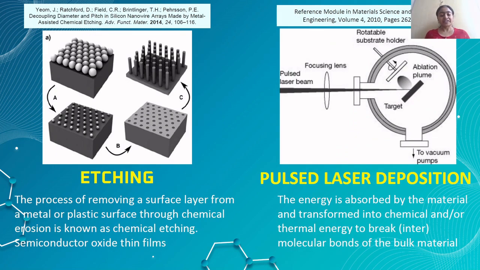Coming to the third technique, called etching. The process of removing a surface layer from a metal or plastic surface through chemical erosion is known as chemical etching. This process involves one or more chemical reactions that consume the original reactants and produce new species. The chemical used for etching is called an etchant. In this process, the wafer to be etched can be immersed in a bath of etchant. Generally, etchants such as hydrochloric acid, nitric acid, sulfuric acid and phosphoric acid are used for etching.